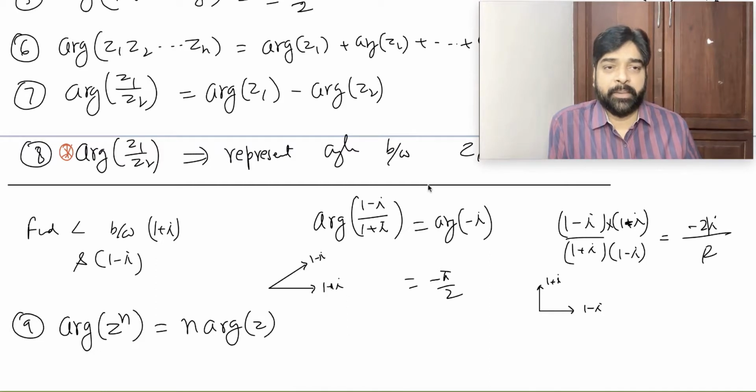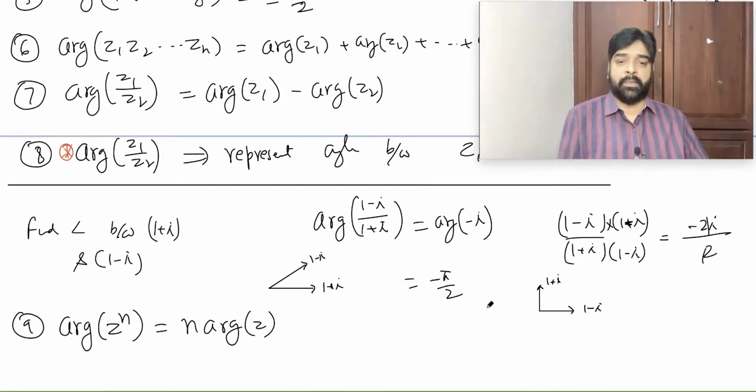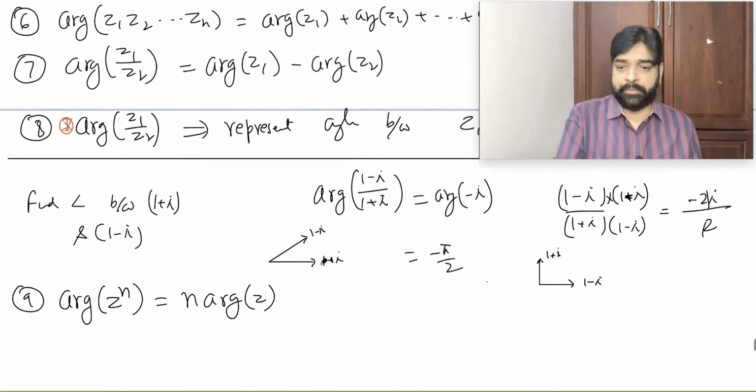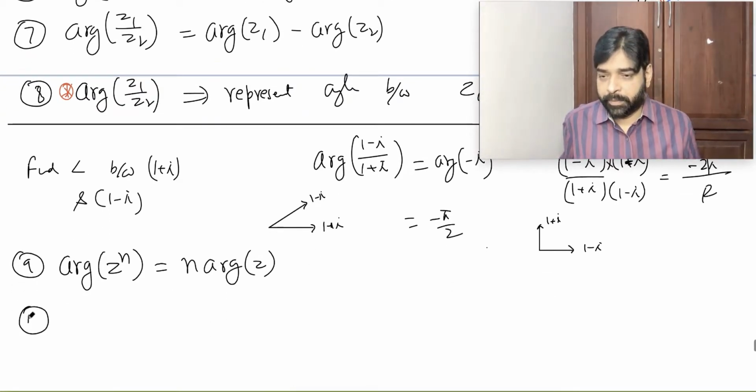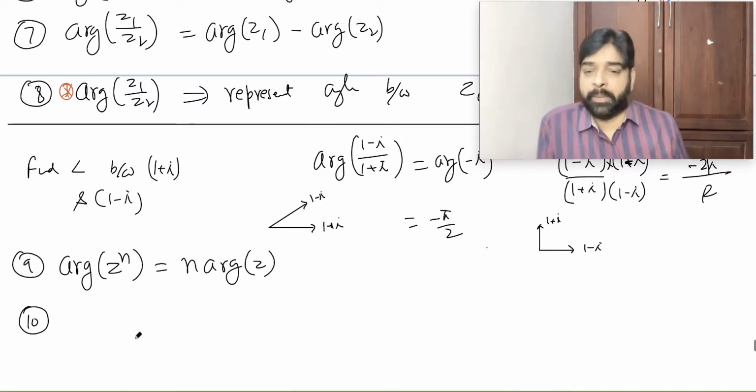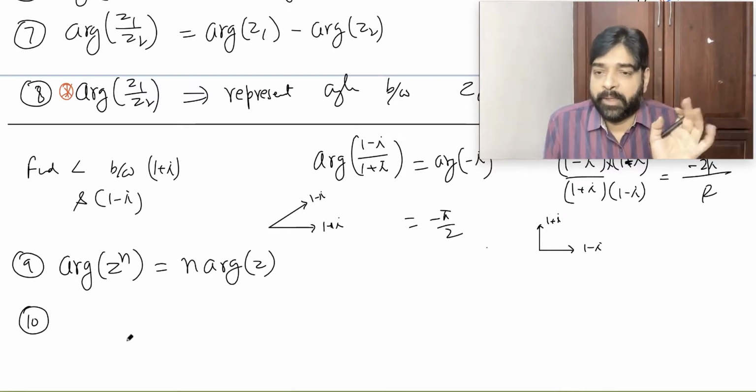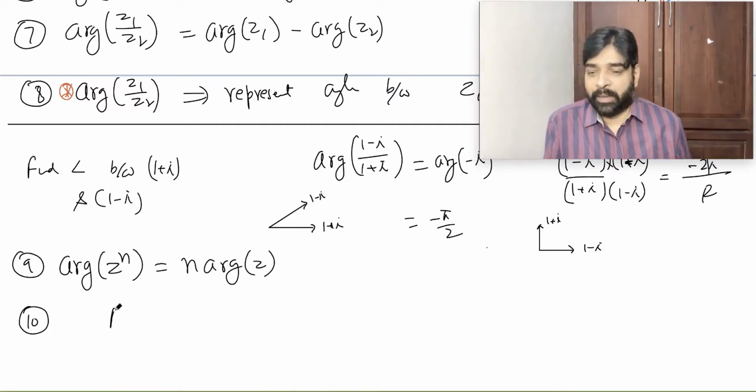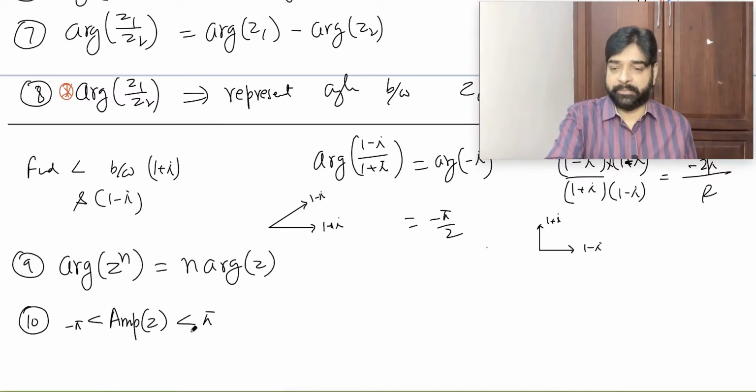I'm sure it's clear to everybody. Now, next one. What is the other property? Left it out. Division we did, multiplication we did. I don't have to tell you, but still somewhere, the amplitude of z always lies between pi and minus pi. That's all. These are the properties of the argument of z.